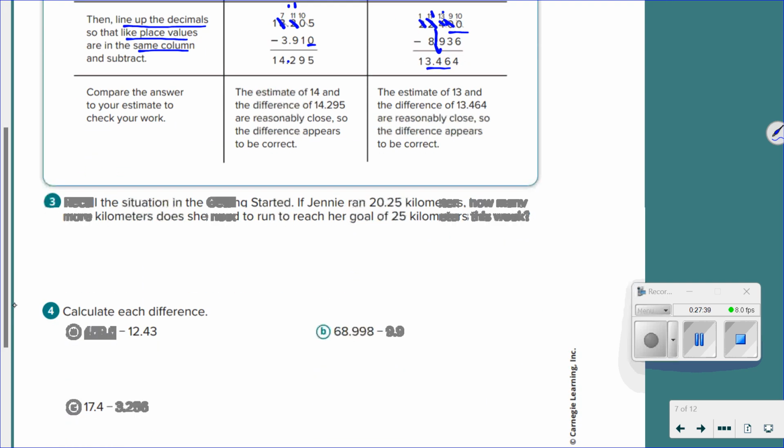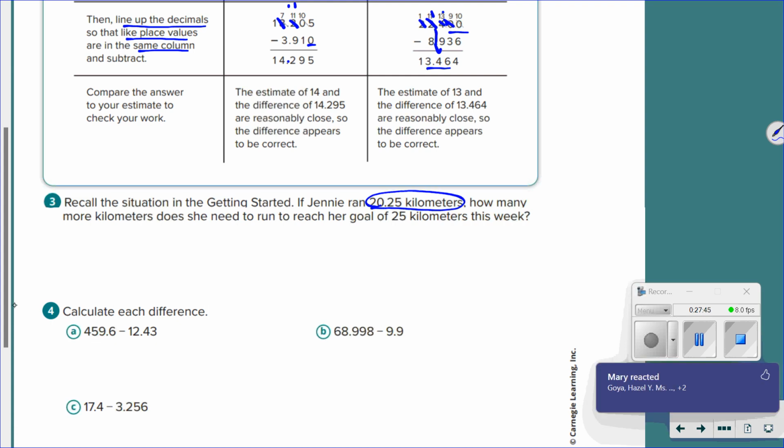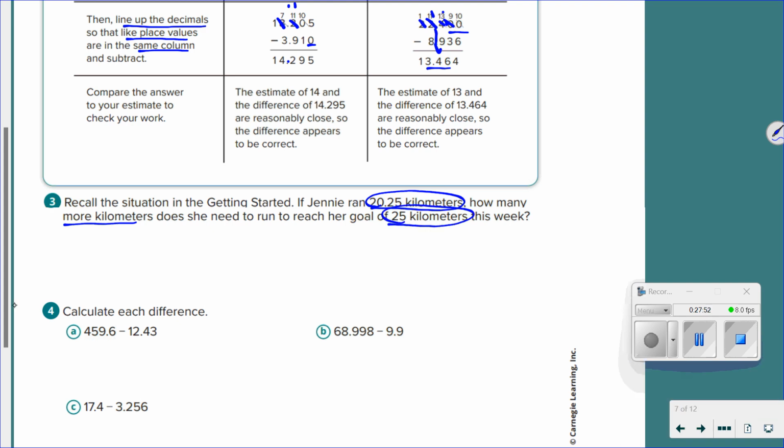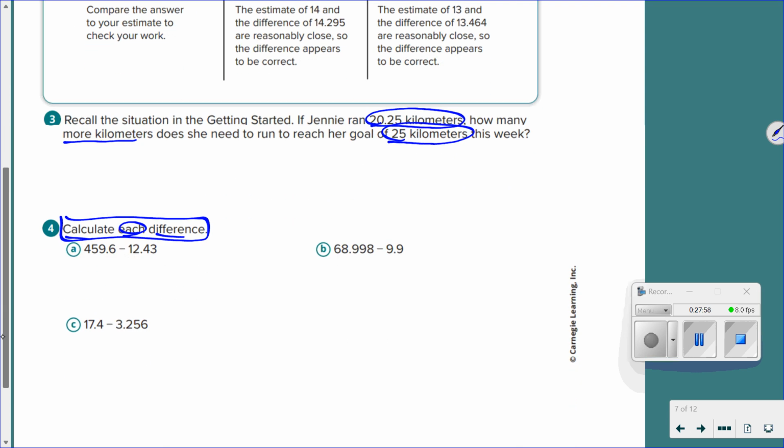So let's look at our getting started. We figured she actually ran 20 and 25 hundredths kilometers. How many more kilometers does she need to reach her goal of 25 for the week? She's got the rest of the weekend. And then we're going to calculate each difference. So again, you've got 2 problems, numbers 3 and 4. We'll give you guys about 7 minutes. Go ahead and start working.